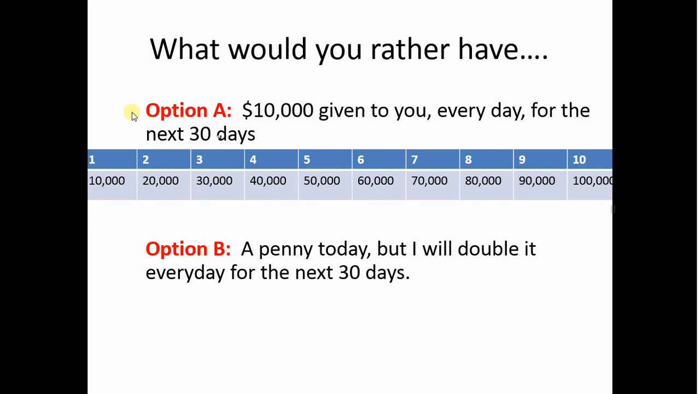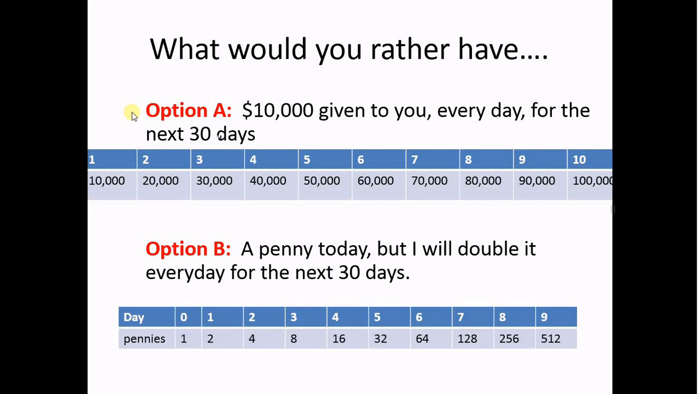So after 10 days, I get $100,000. After 9 days, I get $512. So you're still saying, well, option A, Miss Marsh, it's got to be option A. Did you know that on option A, you will be making $300,000 at the end of the 30 days? Okay, that's how much money you'll make.